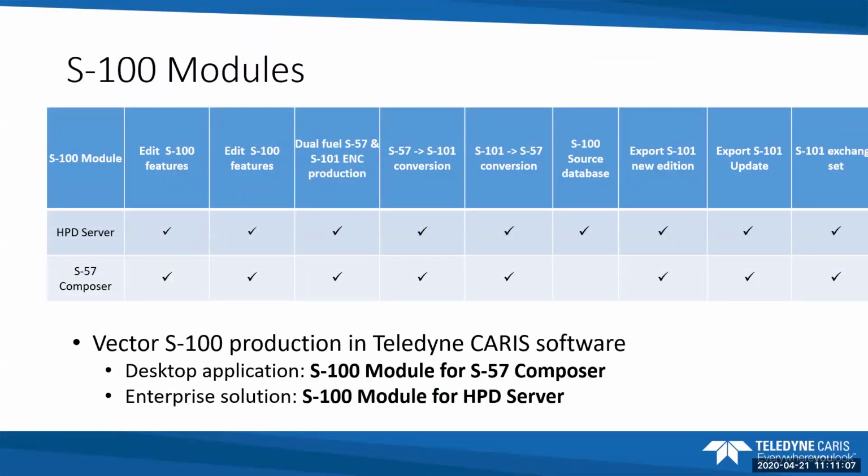CARIS offers two S-100 modules. One is for the desktop application, the S-100 module for S-57 Composer. It's also a module you can use in Base Editor, or you will be able to use in Base Editor. And the other S-100 module is for the enterprise solution, the S-100 module for HPD Server. The main difference between the two modules is that the one for HPD Server enables S-100 support in HPD, and that allows you to generate both S-57 and S-101 ENCs from the same source database, and so benefit from HPD's one feature, one time.